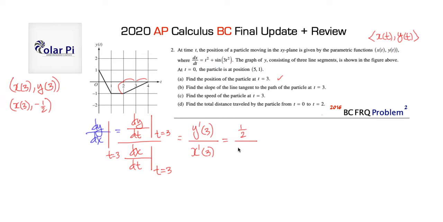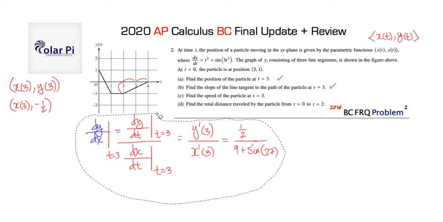So that would mean 3 squared, which is 9, plus sine of what? Sine of 3 times 3 squared, so sine of 27, right? Okay, cool. So here we are. Obviously you need a calculator to figure out what this is. I think it's like 9 and change, but just to help you figure out if you're doing it right, you could do that. All right, cool. Next, we have to do the speed of the particle at t equals 3.